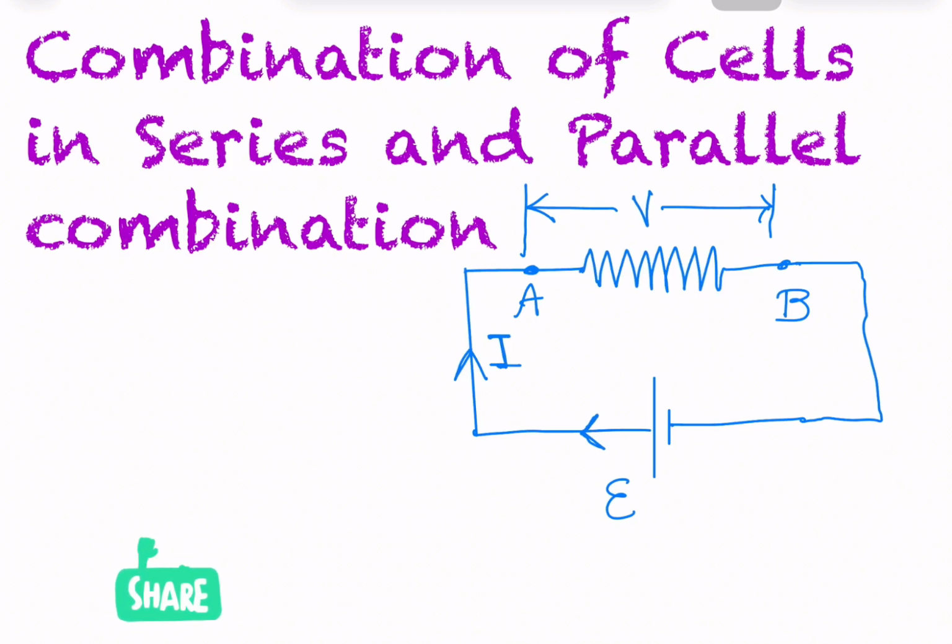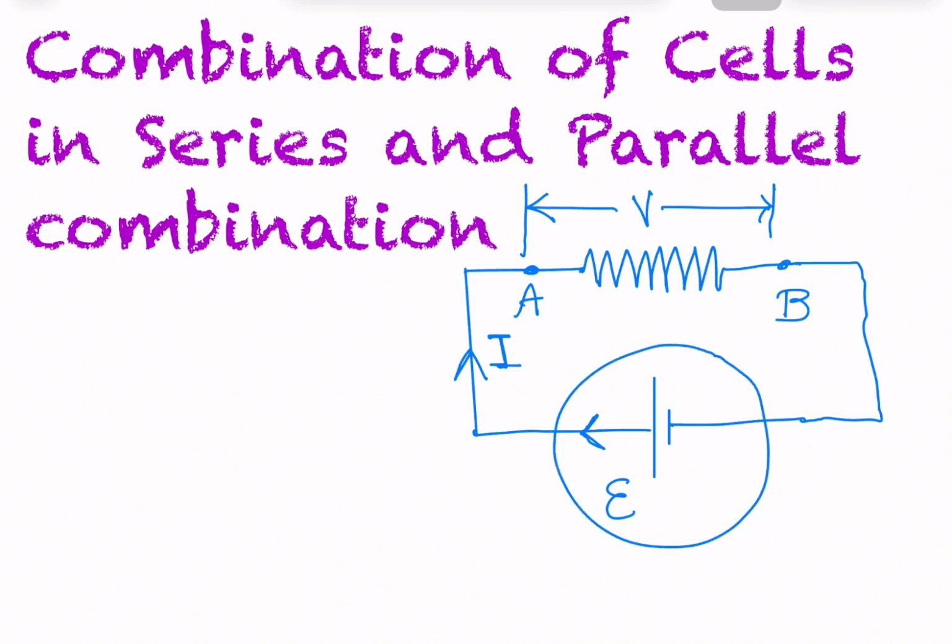It is found that the cell also has some resistance, because inside the cell there are many chemicals. These chemicals are not good conductors of electricity. They also offer some resistance to the flow of the current. That resistance is represented by a small resistance mark near the cell. It is represented by the letter small r.